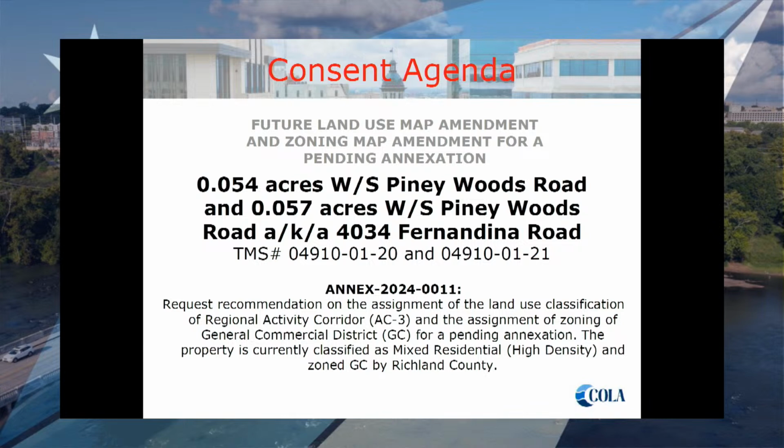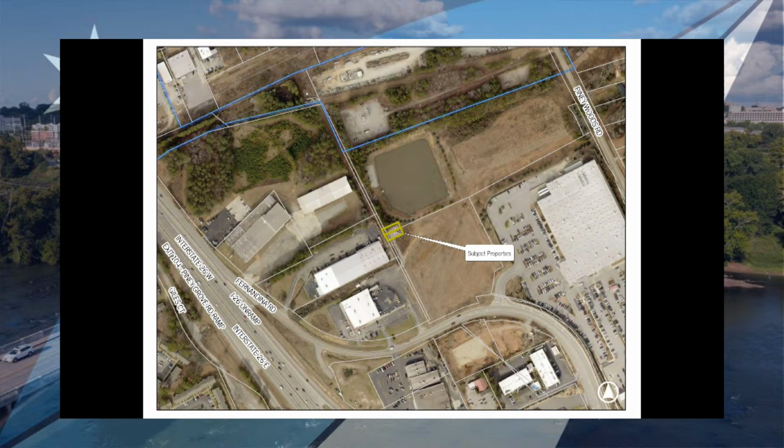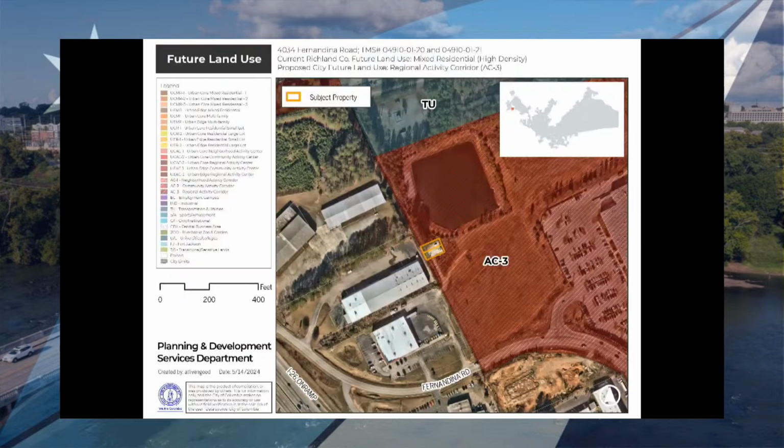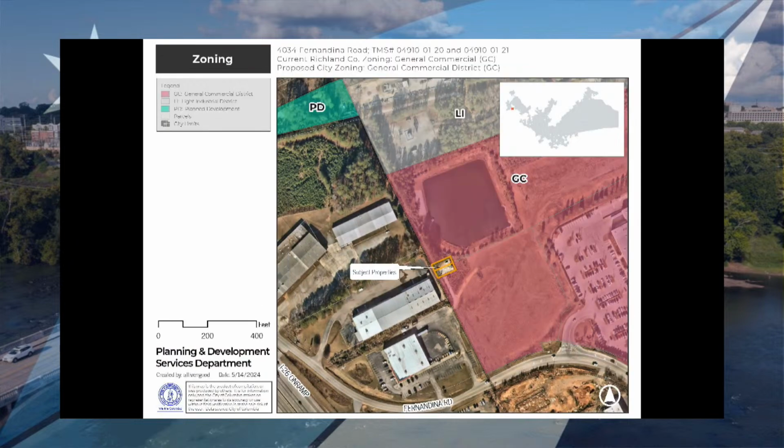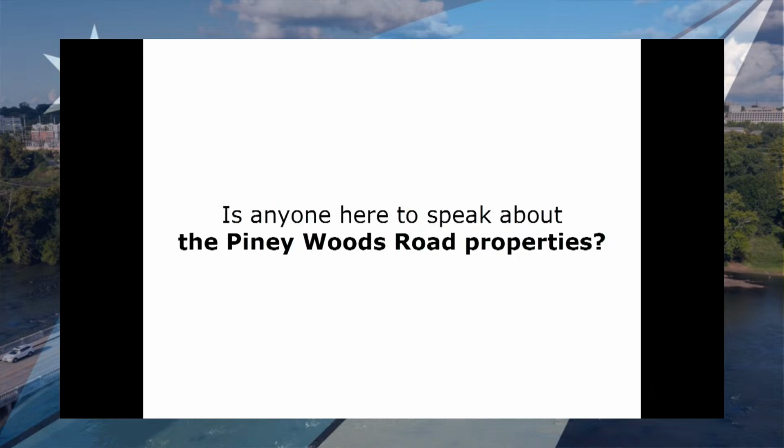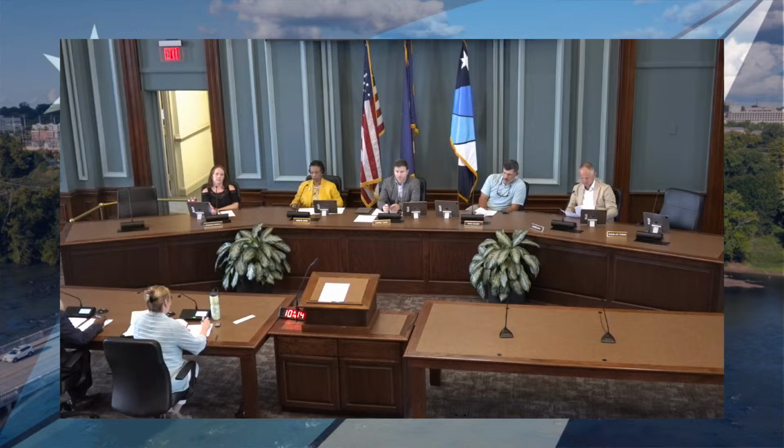Annex-2024-0011, 0.054 acre on the west side of Piney Woods Road and 0.057 acre on the west side of Piney Wood Road, also known as 4034 Fernandina Road. Request recommendation on the assignment of the land use classification of Regional Activity Corridor, AC3, and the assignment of zoning of General Commercial District, GC, for a pending annexation. The property is currently classified as mixed residential high density and zoned GC by Richland County. Is there anyone here to speak about the Piney Wood Road properties? Any Planning Commission members? Continue, please.